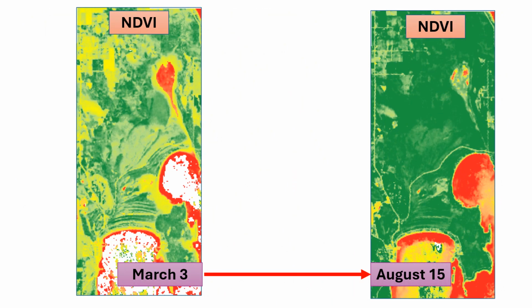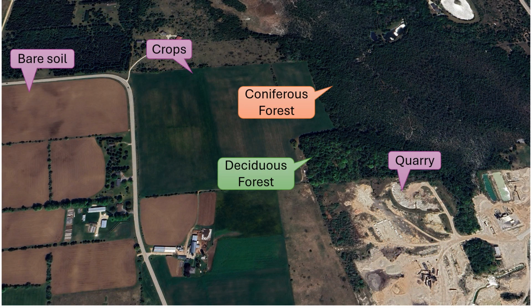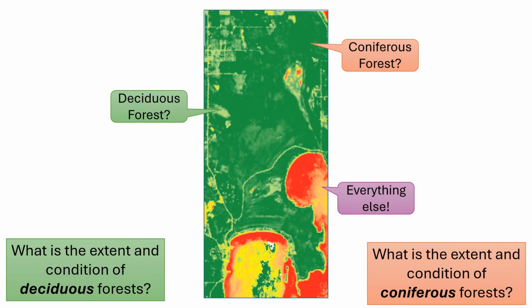Looking at the example of NDVI, these images are certainly saying something about what's going on with vegetation over the course of a year. But how can such imagery be used to quantitatively assess vegetation extent and condition? The task of quantitative assessment is complicated when there is a need to differentiate between different types of vegetation. For example, let's say you were interested in changes in deciduous forests versus coniferous forests. The question here is, how can you differentiate among vegetation types as they appear on the satellite imagery?